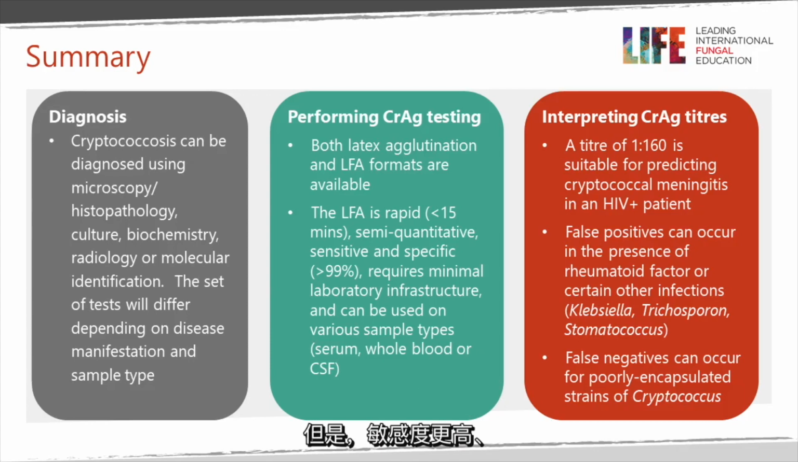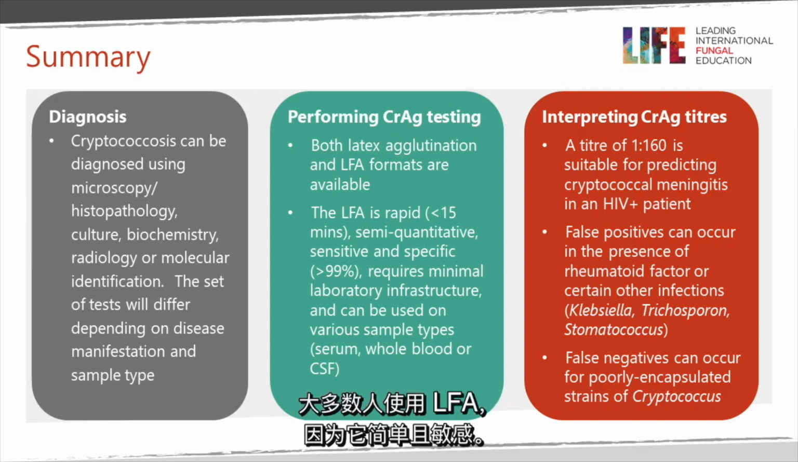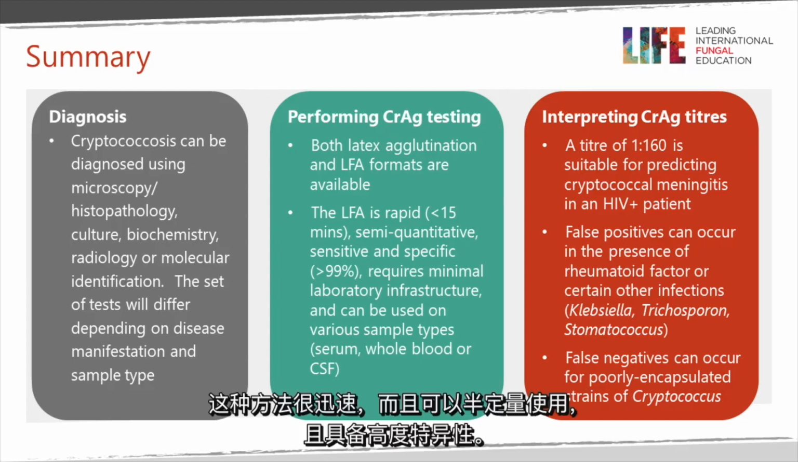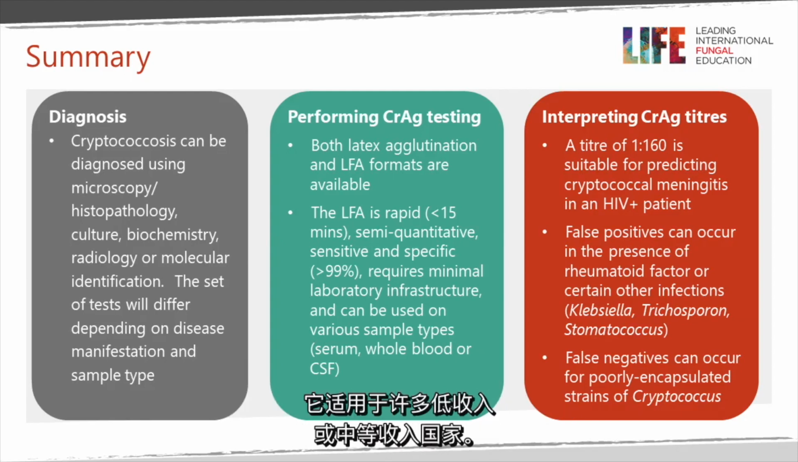But a more sensitive test and a more appropriate test in most circumstances, but not all, is the cryptococcal antigen test. You could use a latex agglutination, but also EIA or a lateral flow assay. And most people use the lateral flow assay for its simplicity and sensitivity. It's quick and it can be used semi-quantitatively, and it's highly specific. And because the LFA requires minimal laboratory infrastructure, it's suitable for many low-income or middle-income environments. But it is also used in many high-income countries as a screening test prior to doing a semi-quantitative answer.